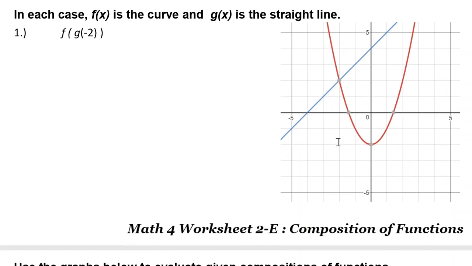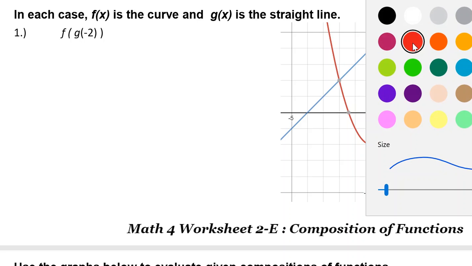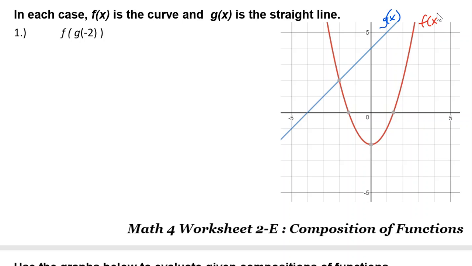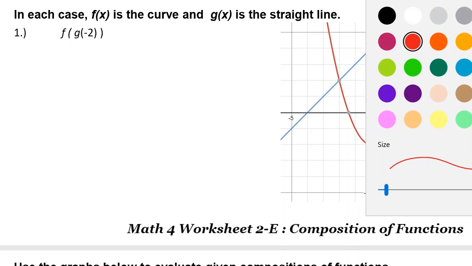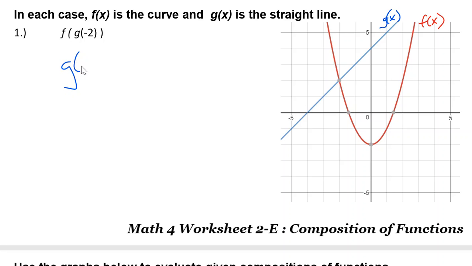All right, let's play with a couple of these. F of x is the curve, and g of x is the straight line. Now we're going to start with g of x, g of -2. That's going to cause us to go to the straight line and figure out where is x -2. It would be right there. -2, +2. So when x is -2, y is +2.